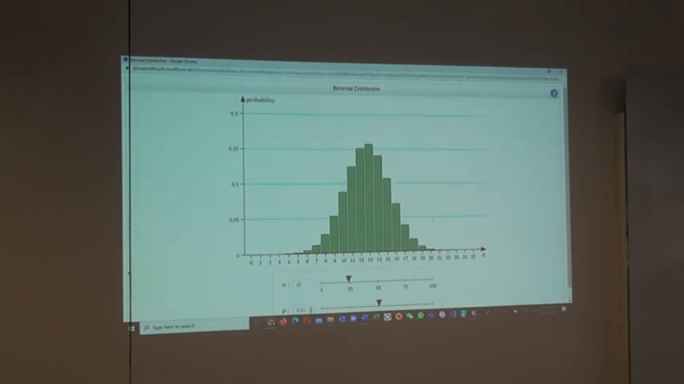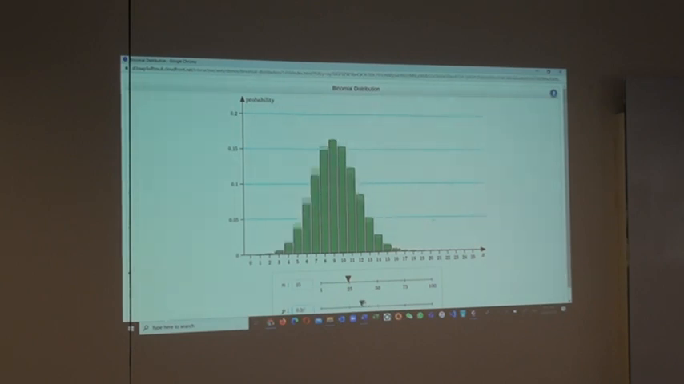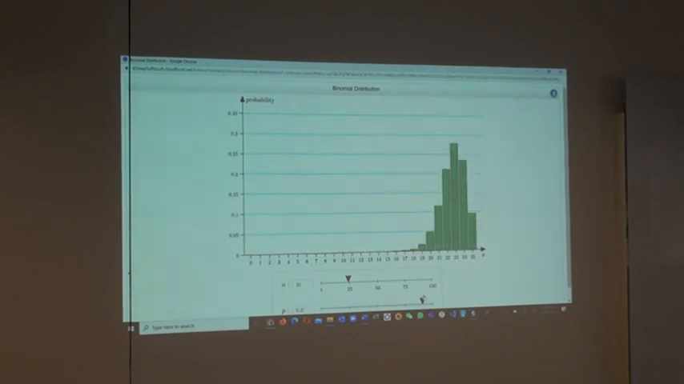When p is 0.5, it is symmetric. Right? When p is less than 0.5, it is positively skewed. And as it moves more than 0.5, you have a negatively skewed distribution. That's the observation they want us to notice.